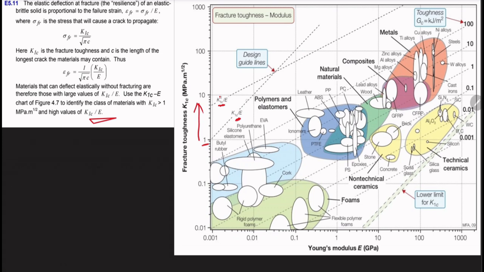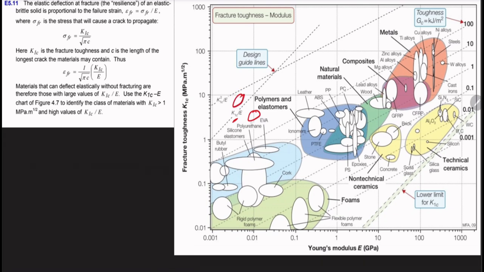So if you're trying to find high values of K1C over E, any material above this line has high values of K1C over E. Then any material below this line has low values of K1C over E. So if you're trying to minimize, all the materials here will be best. But if you're trying to maximize, all the materials here will be best.